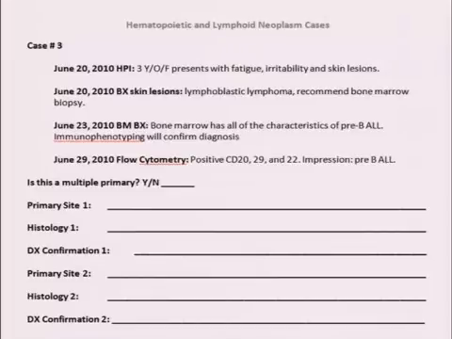Case number 3, we have a patient that presents with fatigue, irritability, and skin lesions. Well, the first two are me every day, okay? The skin lesions, no.